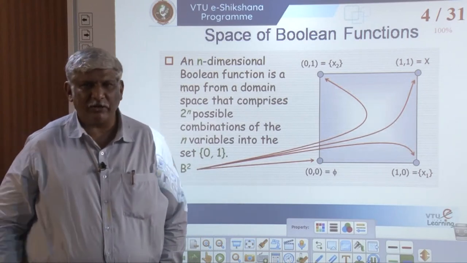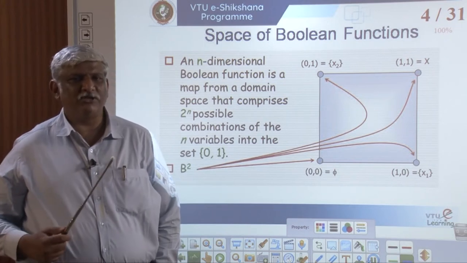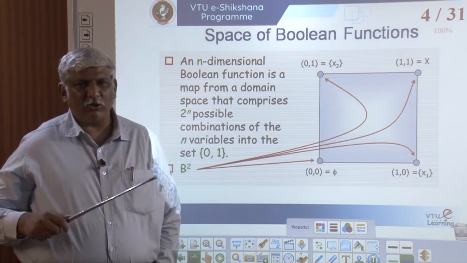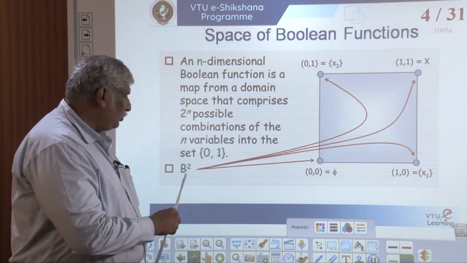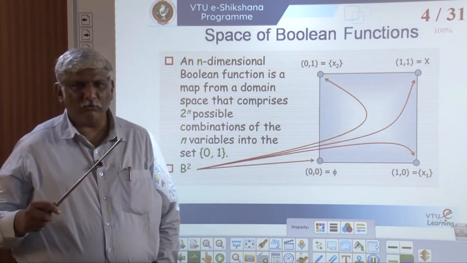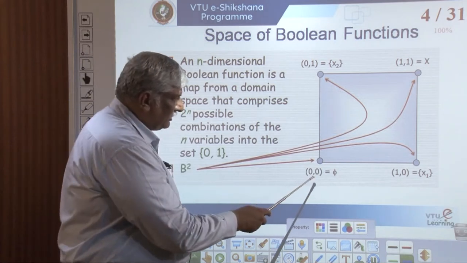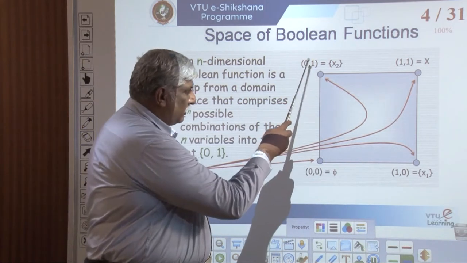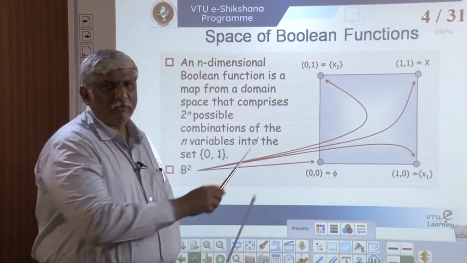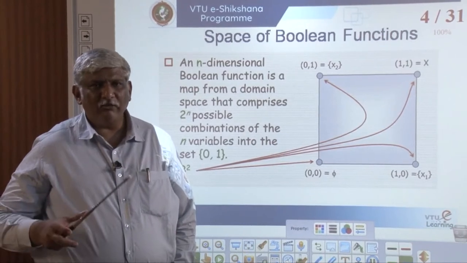Of course we know that, right? Suppose it is 2 bits, then 2 power 2, 4 combinations are possible, because each value may be either 0 or 1. So if there are 2 bits, we will have 0 0, 0 1, 1 0, 1 1. So there may be 4 combinations: this is 0 0, this is 0 1, this is 1 0 and this is 1 1.